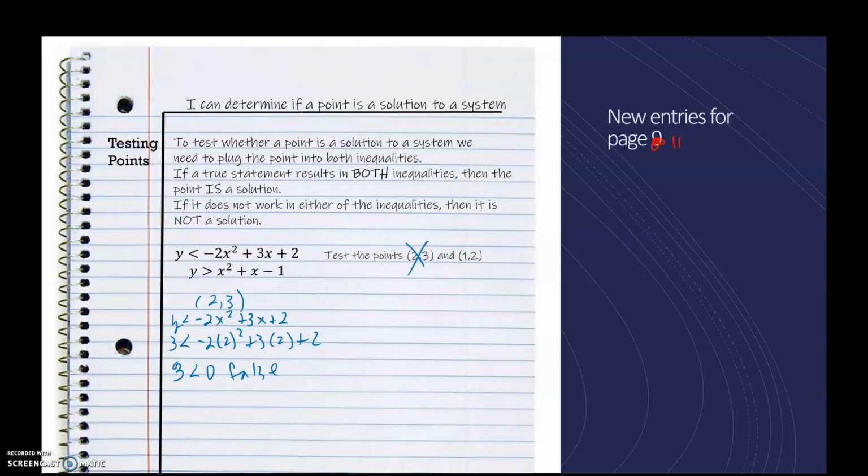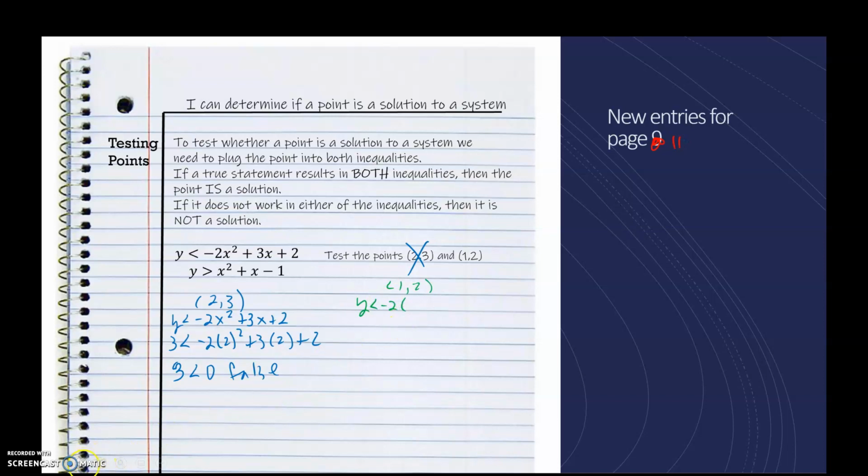So that's kind of nice if you get one that doesn't work in the first one. It does not matter if it works in the second one or not. That's completely irrelevant. So now I'm going to try the point 1, 2. And we're going to try plugging it in. So we're going to do y is less than -2.